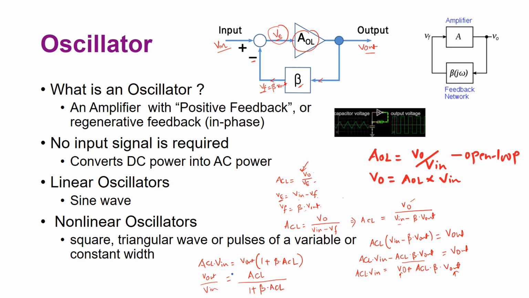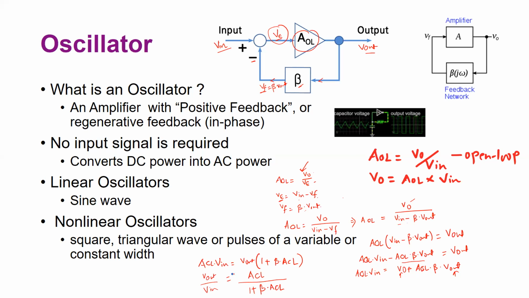Well, ACL is not the closed loop gain. Actually, it is going to be open loop gain, right? So let me make that correction. It is always open loop gain, so don't get confused with that. It is open loop gain, always there, AOL.